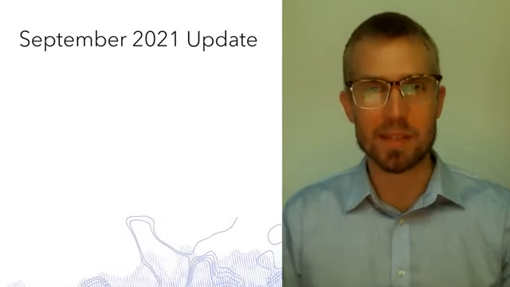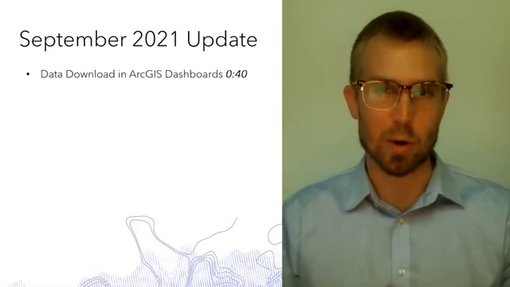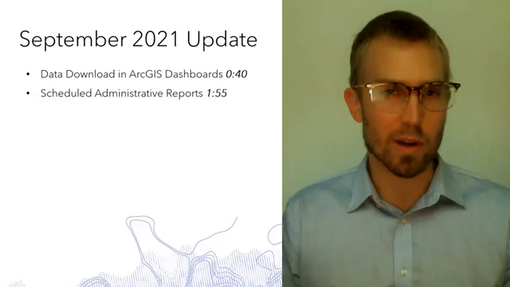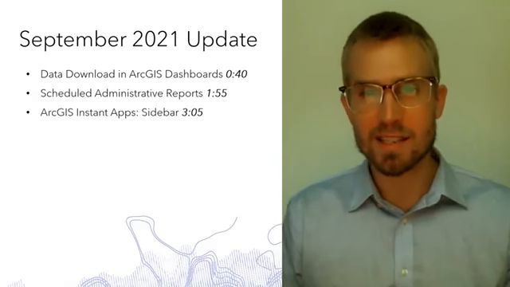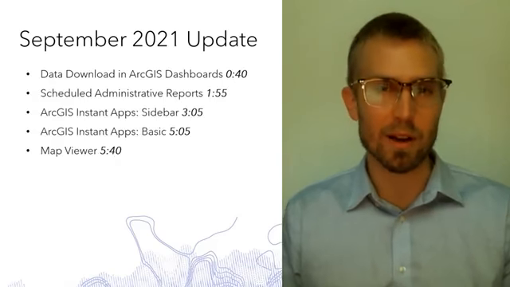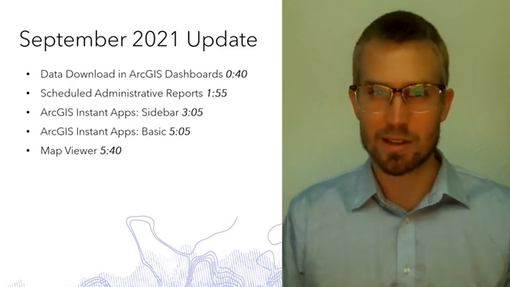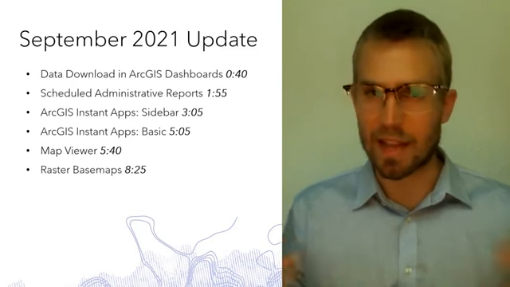I'm here today to introduce some of the highlights at the September 2021 ArcGIS Online update. I'm going to demo the new option to allow data download in dashboards, scheduled administrative reports, 2 new ArcGIS Instant Apps templates, and new effects and feature display order in Map Viewer. I'll also provide an update on a couple important deprecation notices, raster base maps, and the legacy homepage.